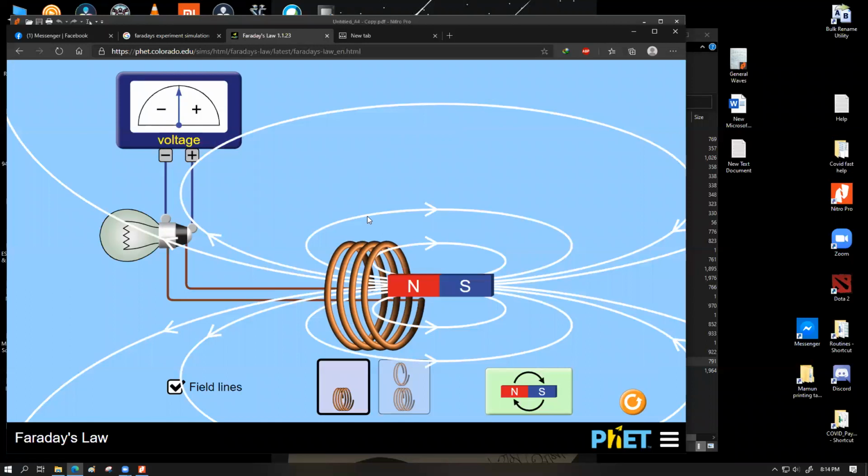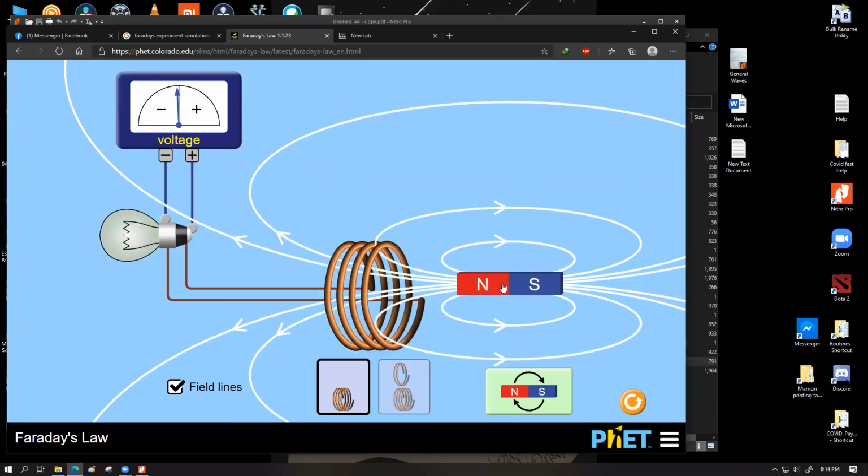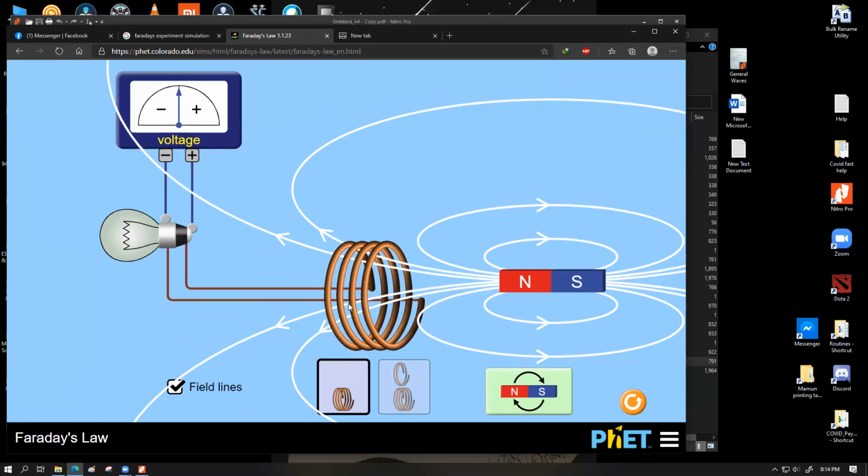Another way to explain the exact similar concept is that we can say that whenever the magnet is moved, or I cannot move the coil over here.